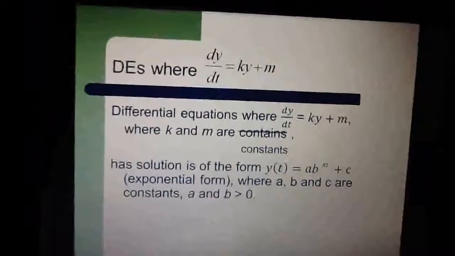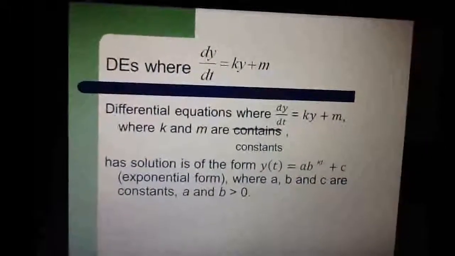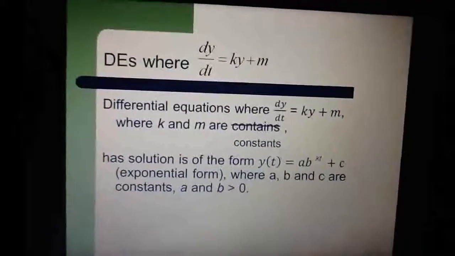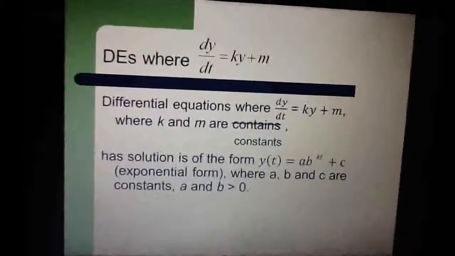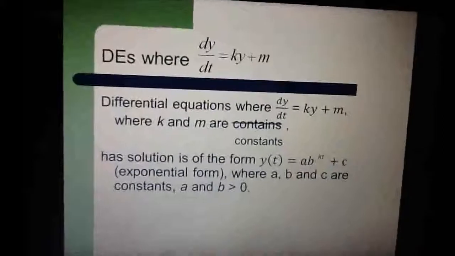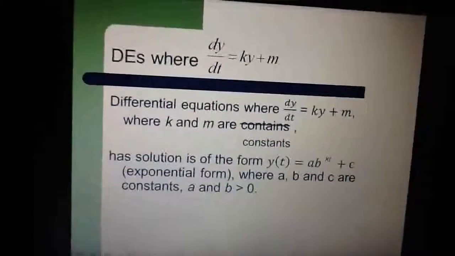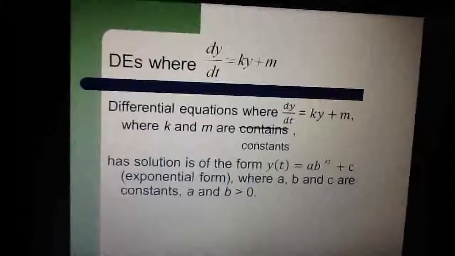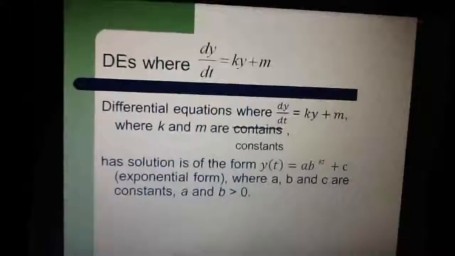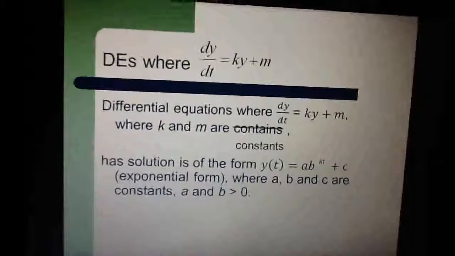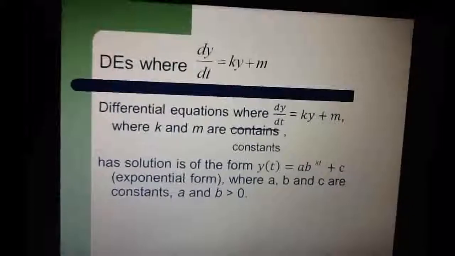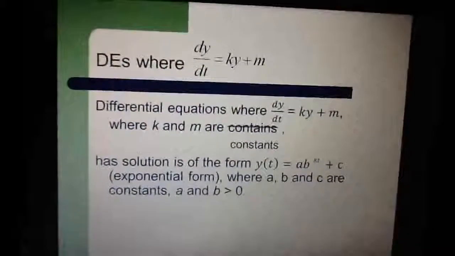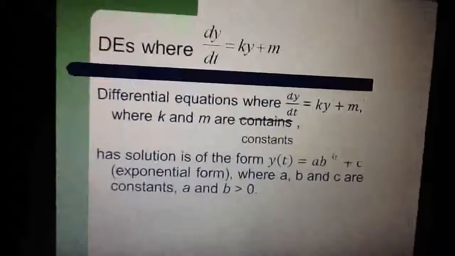Differential equations where dy/dt equals ky plus m, where k and m are constants, have an exponential form of solution: y equals ab to the power of kt plus c, where a, b, c are constants, a and b being positive.